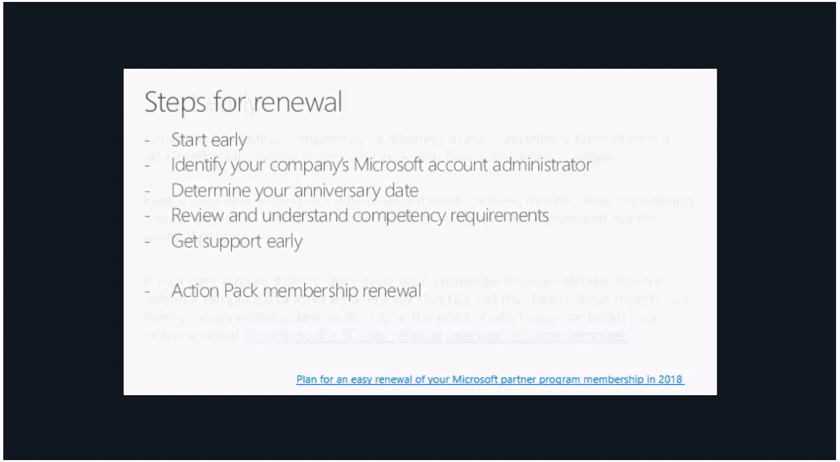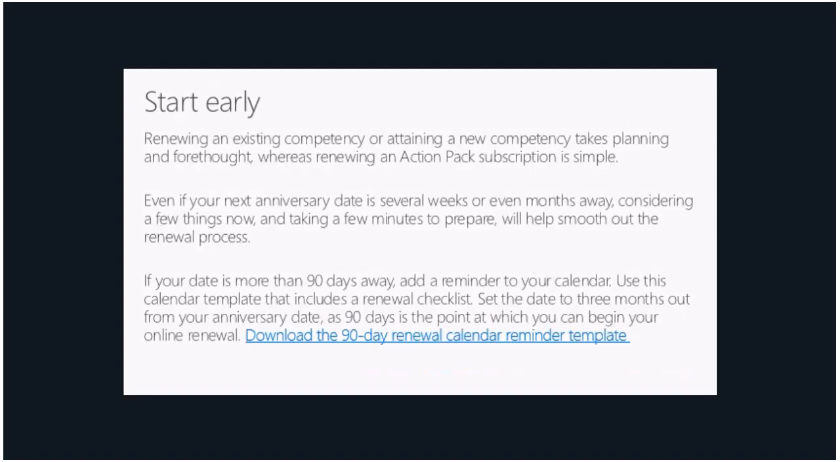Now, going deeper into each of these steps, again, start early. Whether you're renewing an existing competency or adding on a new competency to your repertoire, it takes some planning and forethought. So whether your anniversary date is weeks away or months away, take a look at the requirements, start early. And if you have already renewed your competency, there is a 90-day calendar reminder template that I've created with the checklist. So you can download that and set it to 90 days before your anniversary date so that for your next renewal, you get that reminder beforehand. We understand that you have a lot going on running your business and trying to also keep your partnership with Microsoft alive. So we're trying to make it as easy for you as possible.